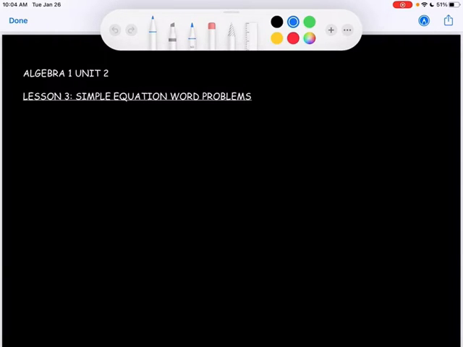Today I'm looking at simple equation word problems. If you're following along in the book, it's Algebra 1, Unit 2, Lesson 3. So I'm going to get right into it. Let's look at an example.